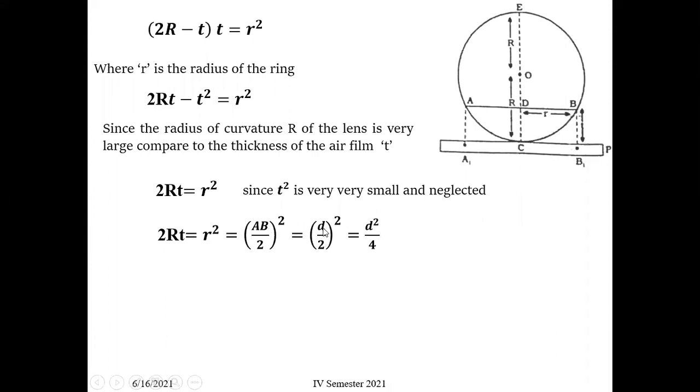Here AB is the diameter of the ring, and R is the radius of the ring. Similarly, if the ring has diameter D, then R square is D by 2 whole square, or D square by 4, where D is the diameter of the ring. Therefore, 2T is equal to D square by 4R. We have to mention it as equation 1, so let us keep it in mind: 2T is equal to D square by 4R. This is equation 1, and it is going to be used in the following steps.